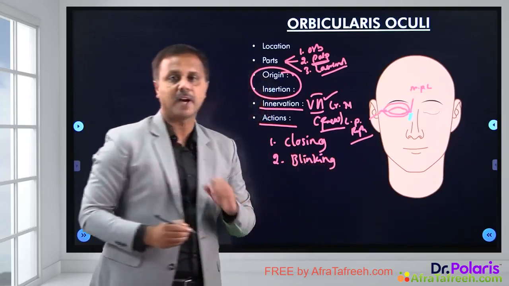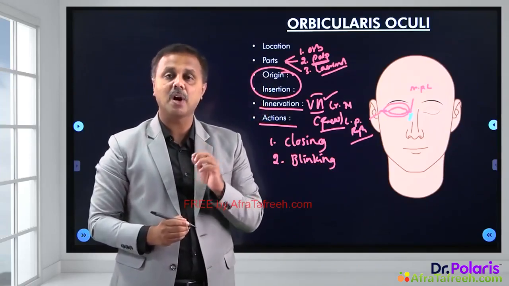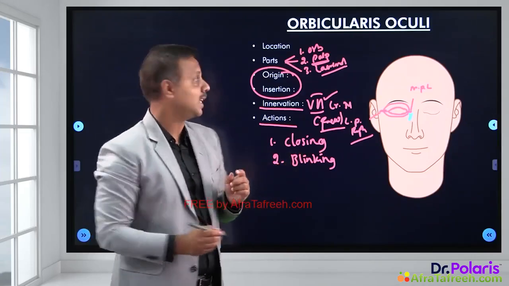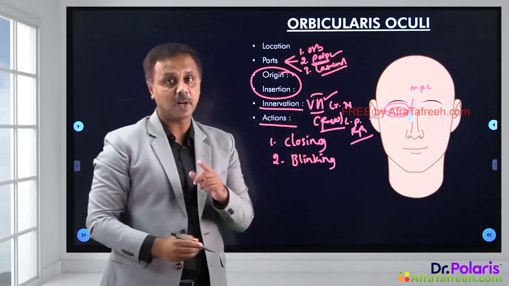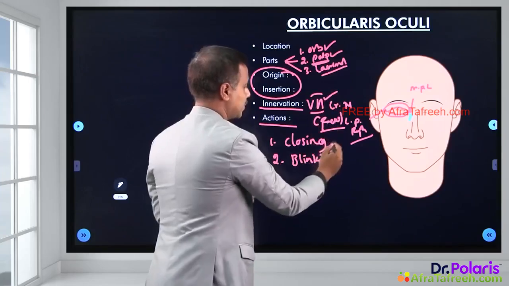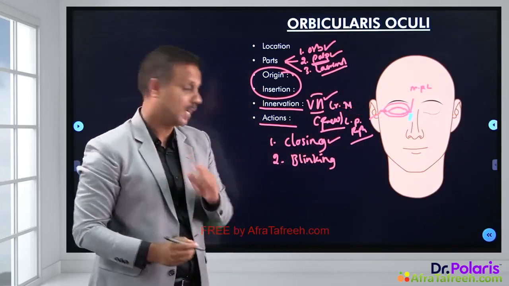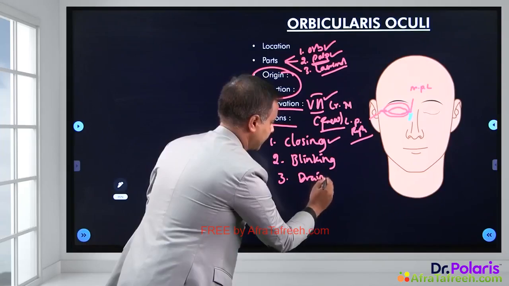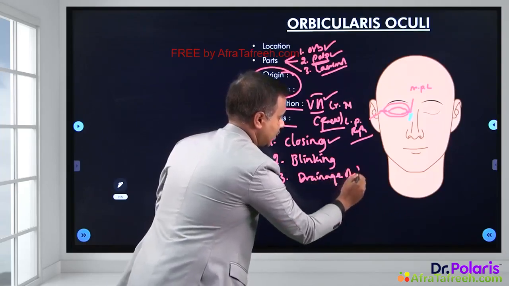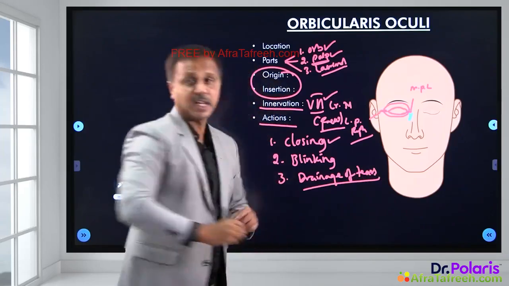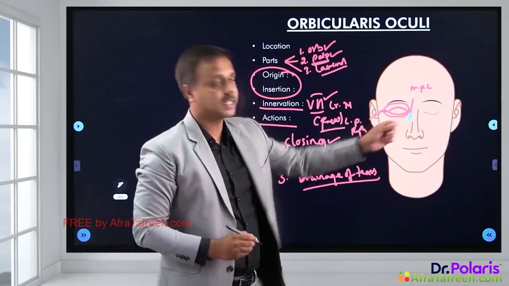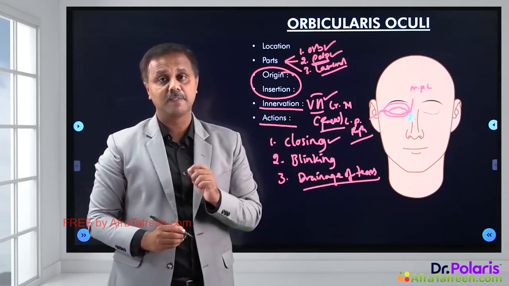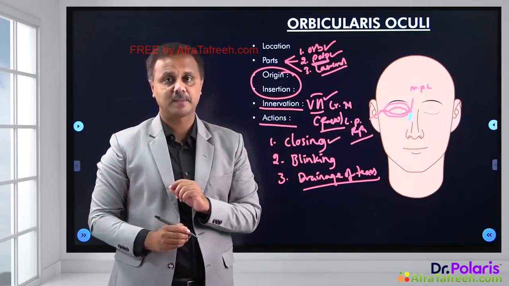The gentle closure of eyelid, as in during sleep or during blinking, is also brought about by orbicularis oculi, but it is by the palpebral part. The orbital part, whereas, is concerned with more forceful closure. Then, the third important action is the drainage of tears. Okay, drainage of tears. You can ask how? We said there is one part that comes from the lacrimal bone covering the lacrimal sac. Contraction of this part will help in drainage of tears.